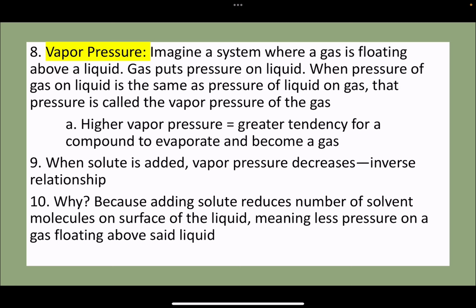Less solvent molecules on the surface of the liquid means less pressure is exerted by the liquid on the gas, and this lowers the vapor pressure. This phenomenon is very creatively named vapor pressure lowering.